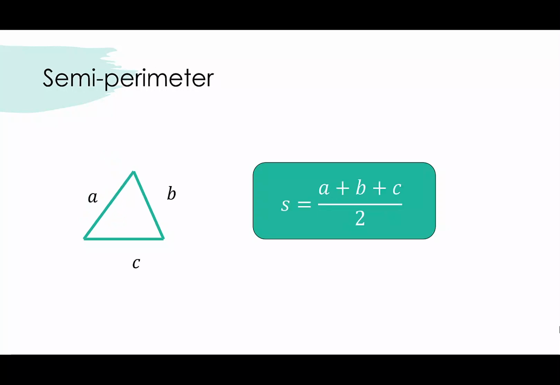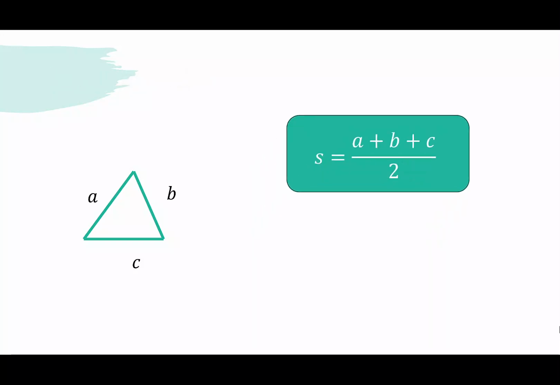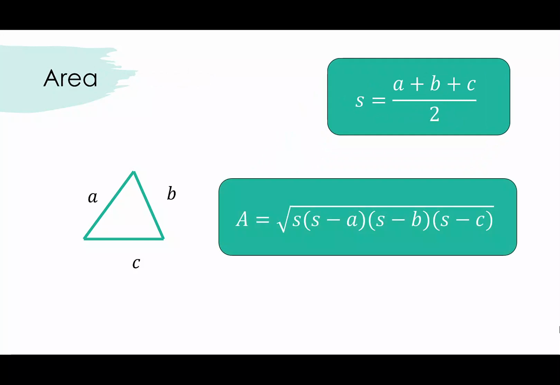To use Heron's formula, we start by finding the semi-perimeter of the triangle. It looks a lot like the perimeter of the triangle where we add the three sides. The only difference is now we divide by 2. Our formula is S equals A plus B plus C, all divided by 2. Once we have our value for S, we find A by finding the square root of S times S minus A times S minus B times S minus C.